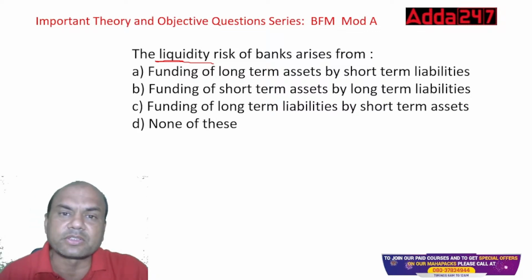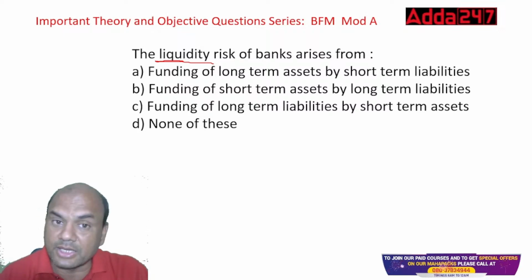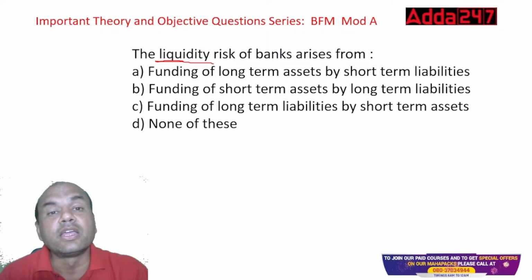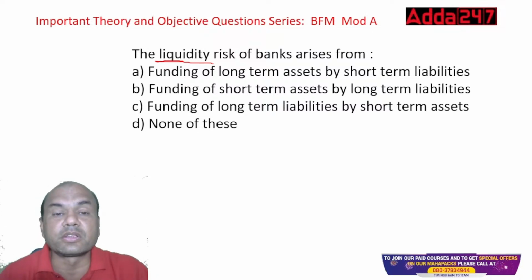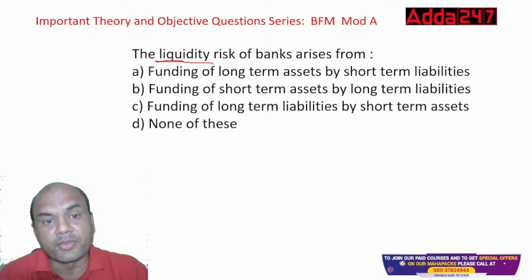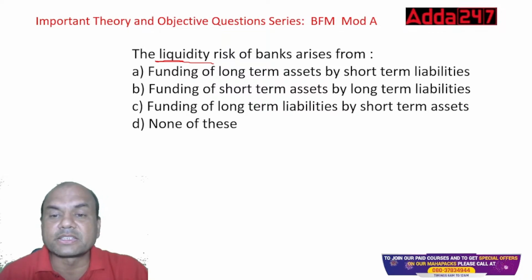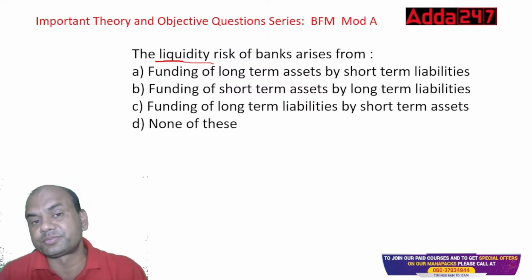Same thing about the banks also. Bank has to pay some bond holder. At that time, bank doesn't have the money. That is a liquidity risk. If some depositor comes for withdrawal, bank doesn't have money. That is a liquidity risk. So, this liquidity risk of the bank arises from, number 1, funding of long-term assets by short-term liabilities.